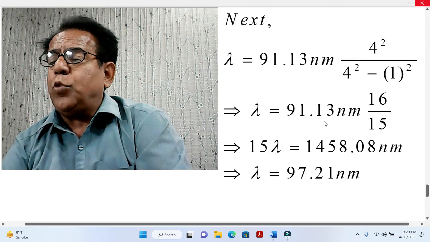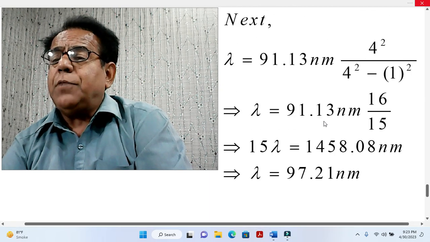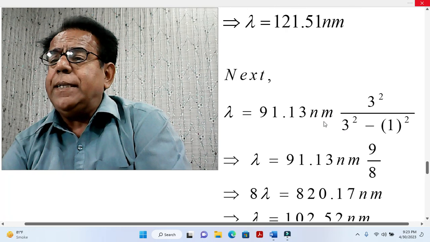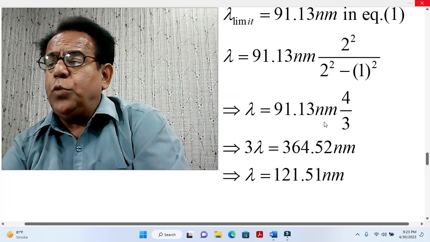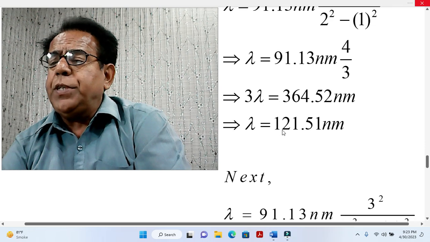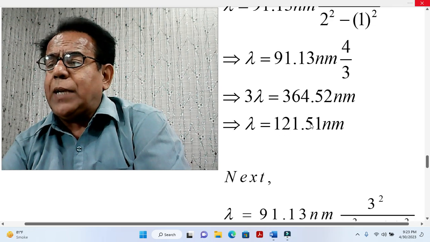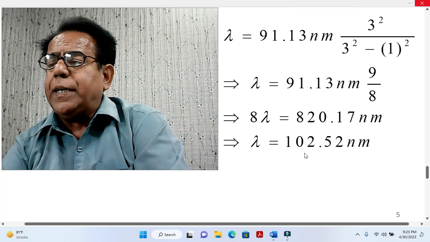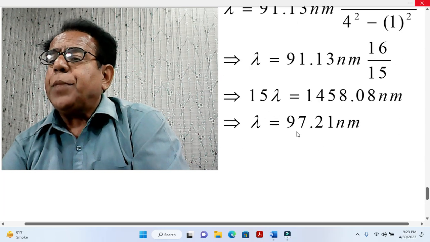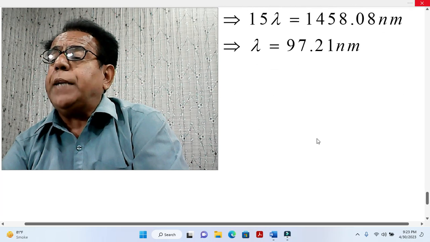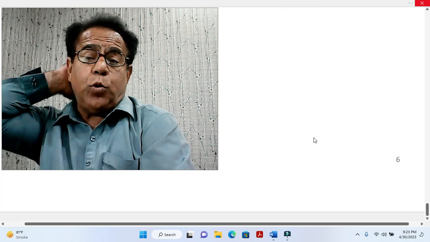And this is the end of our problem, our solution. What we have found: first value 121.51 nanometer, second value 102.52 nanometer, and third value 97.21 nanometer. And this is the end of our problem.